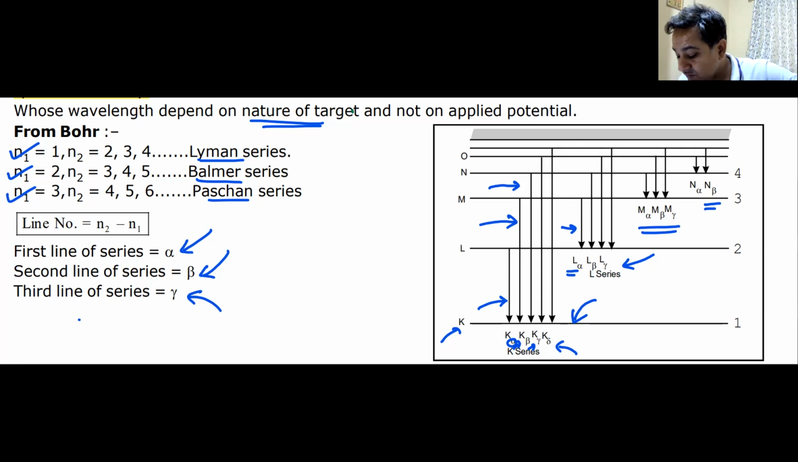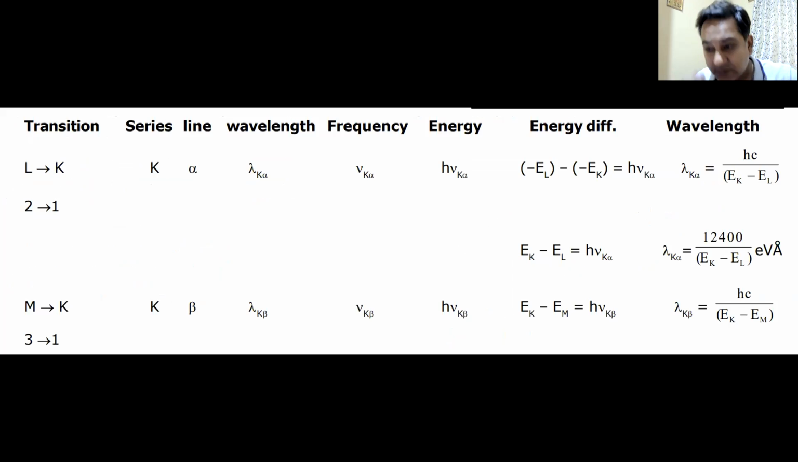We have this table, which has been very nicely put. So for the K alpha series, the jump will be made from L to K. Yes or no? Lambda will be known as lambda of K alpha. Frequency will be known as F of K alpha. The energy will be H into F. We understand this?